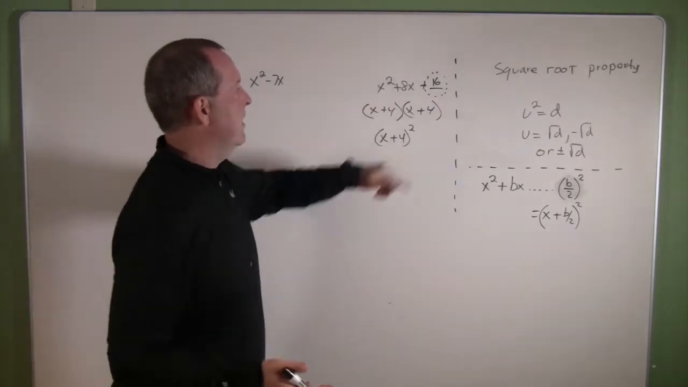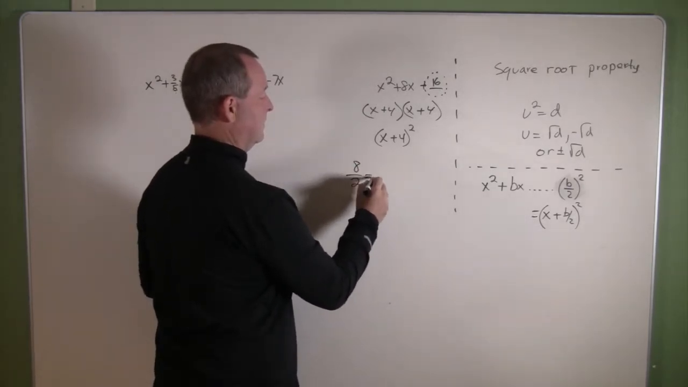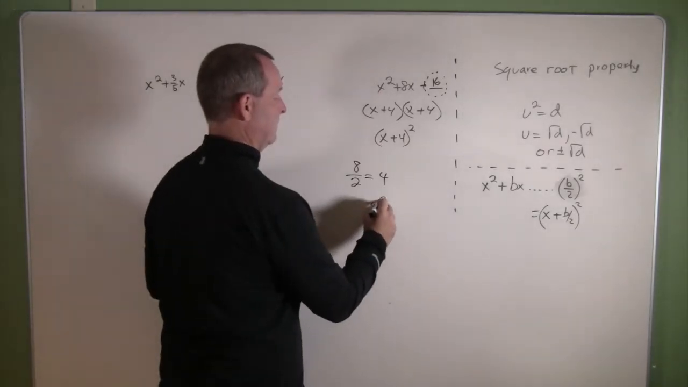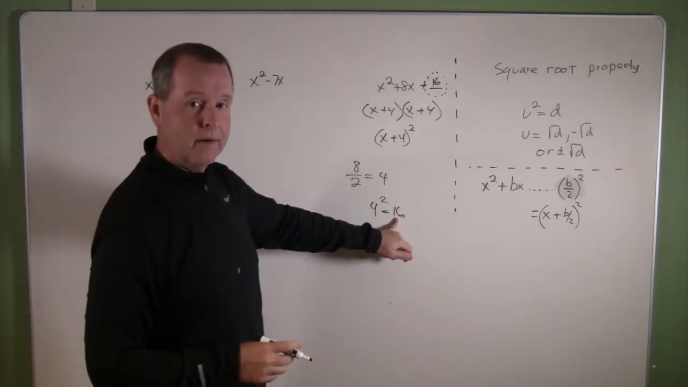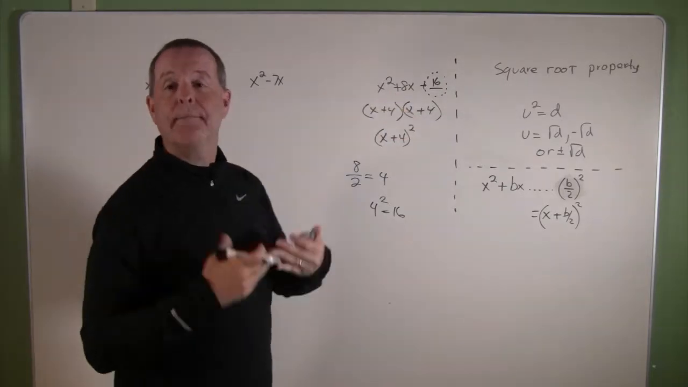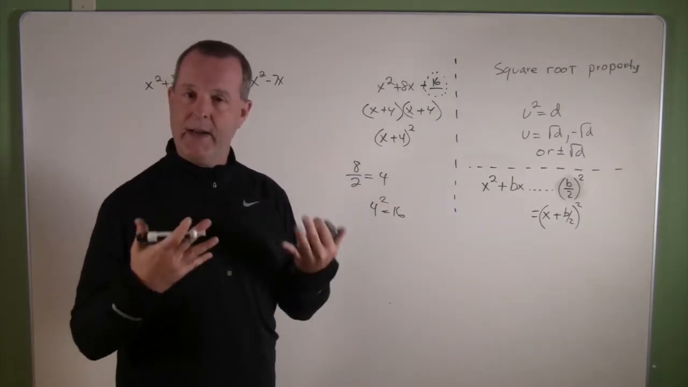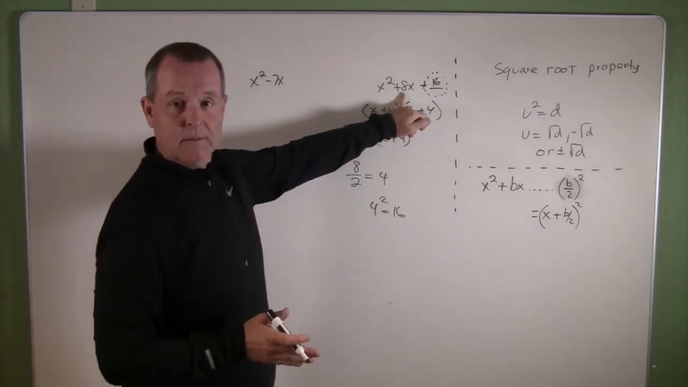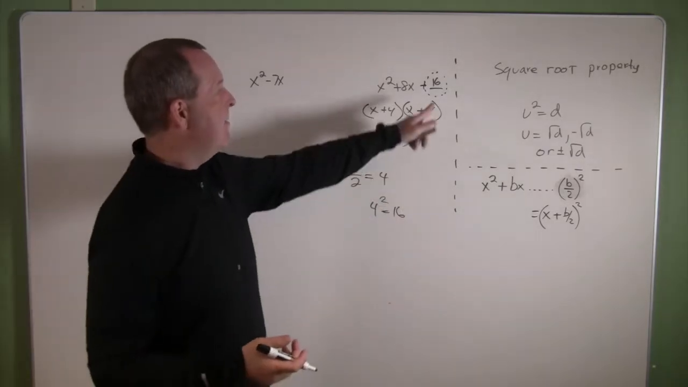So let's see if that happens right here. Take this 8, divided by 2, I get a 4, and then square it, and I get a 16. And 16 is the only number that turns this partial trinomial into a perfect square trinomial. So 16 is the magic number. How I remember that is I'm working the process backwards. I take this middle term, find half of it, and then I square it to give me my perfect number.